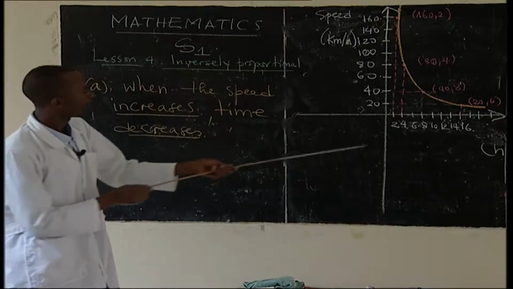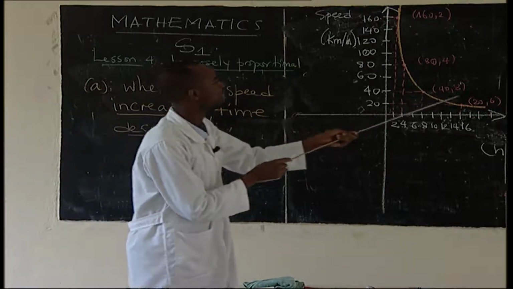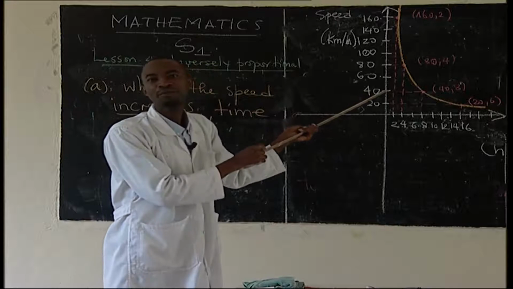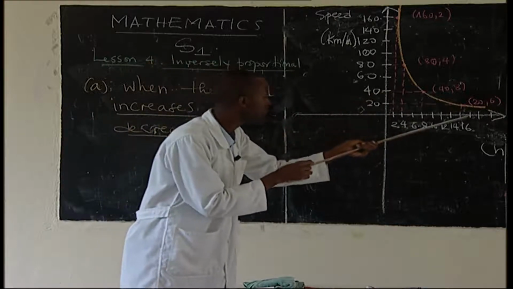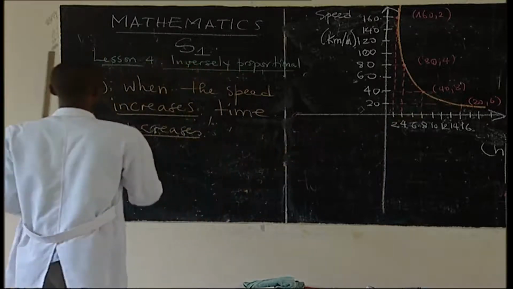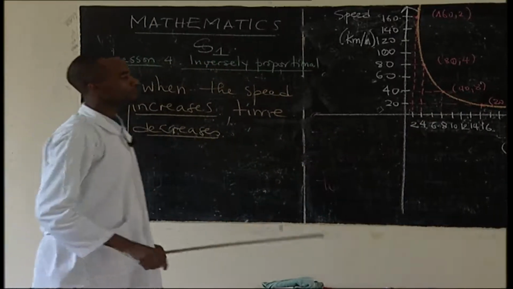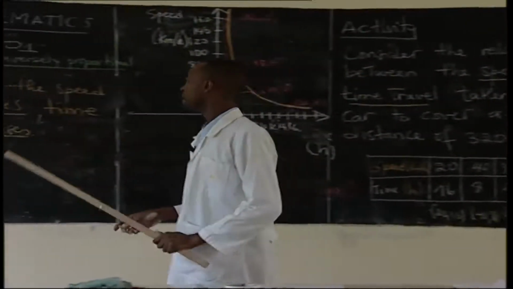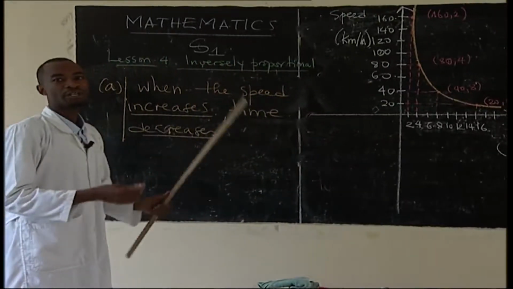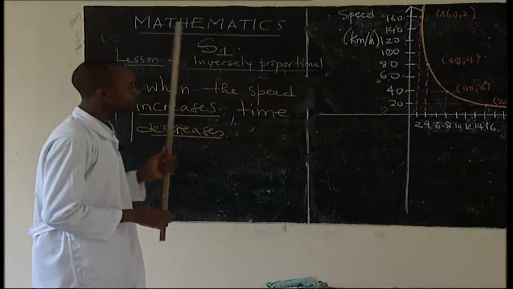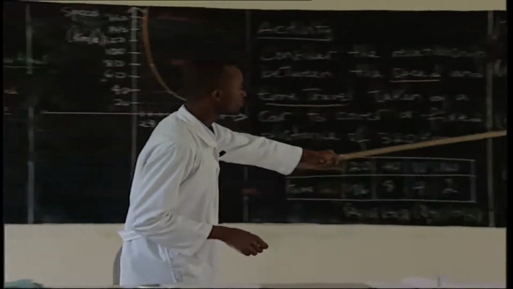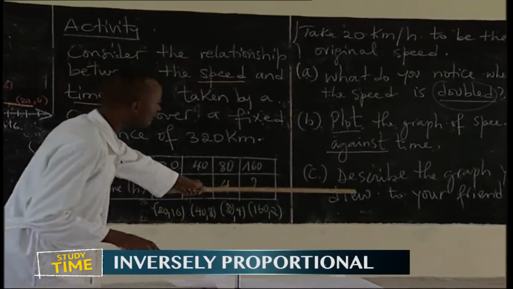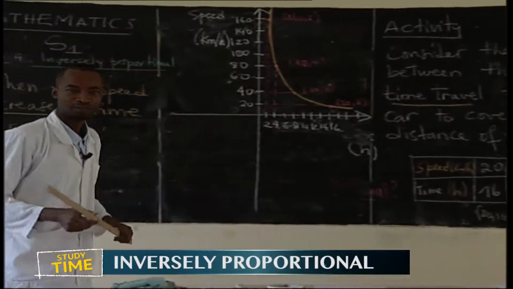You see? We've been at 20 kilometers per hour, but we use 16 hours. When we use 40 kilometers per hour, the time reduced from 16 hours to 8 hours. This is the first observation of what we have here. What do you notice when the speed is doubled? When the speed is doubled, the time reduces. Now, we are on the second thing. Of course, we've plotted the graph of speed against time, and we are actually describing what we've got.